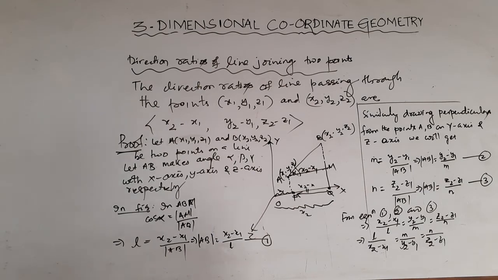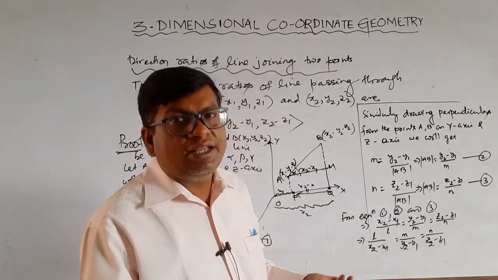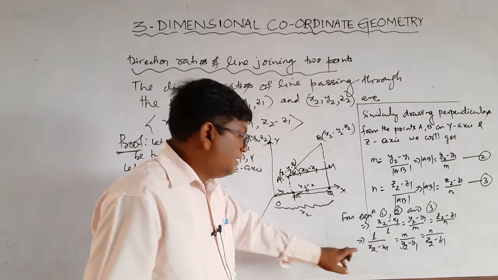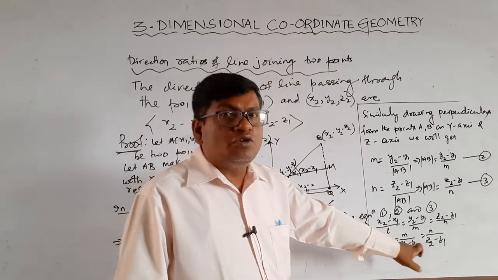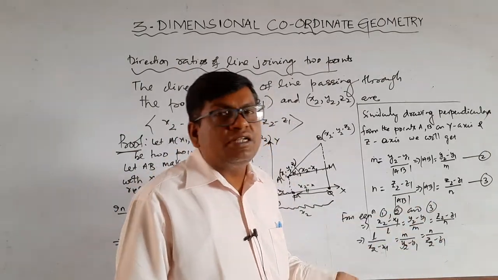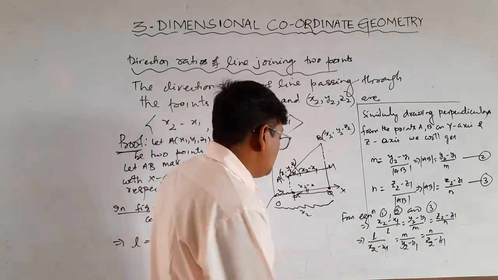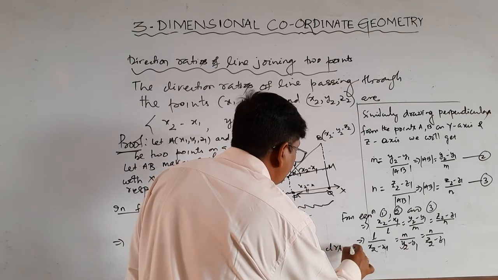Therefore, by the definition of direction ratio, the numbers which are proportional to the direction cosines are called direction ratios. Here x2 minus x1, y2 minus y1, z2 minus z1 are proportional to the direction cosines L, M, N of the line.